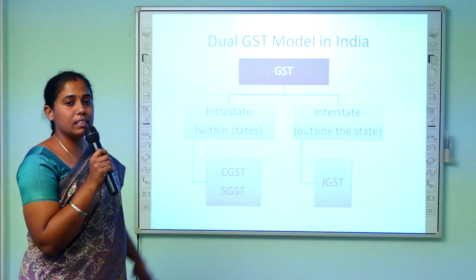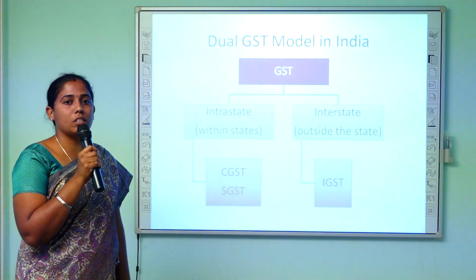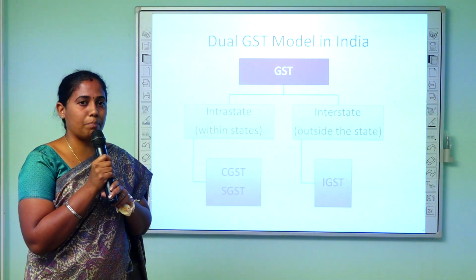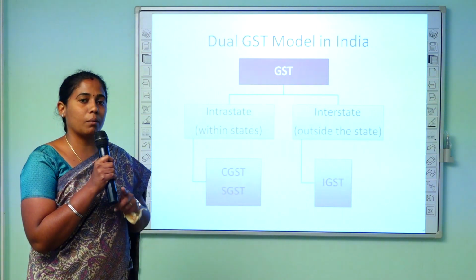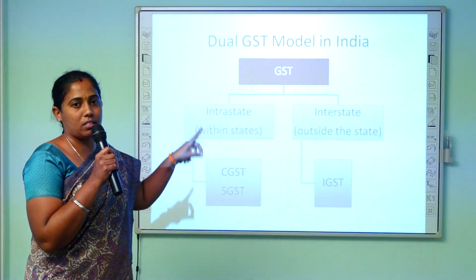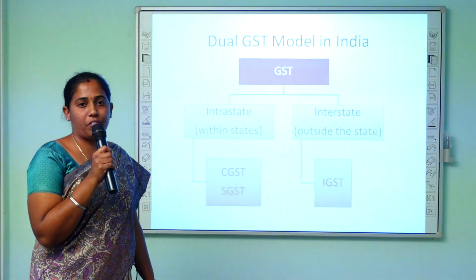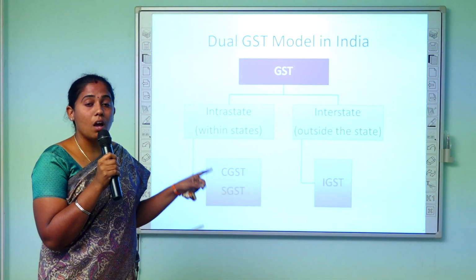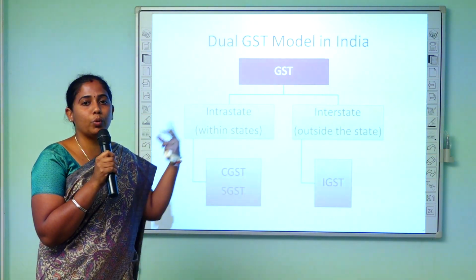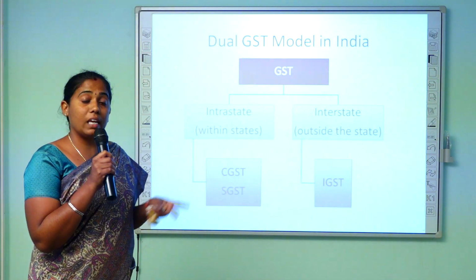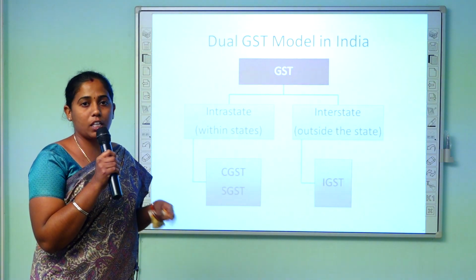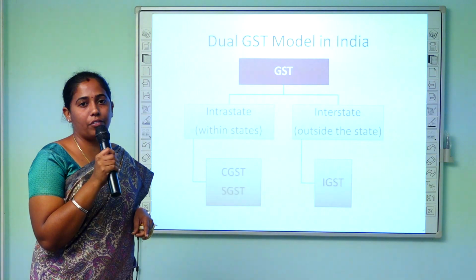First of all, intrastate is where a supply of goods and services takes place within a particular state. A state here means, for example, Tamil Nadu. If the seller and the buyer both are situated in the same state, that is what you call an intrastate transaction. Whereas in case of interstate transaction, that is a transaction of supply which happens outside the state. For example, if it is happening from Tamil Nadu to Kerala or Kerala to Karnataka or even outside the country, say for example, an export or import that is taking place from India, that is also an interstate transaction.